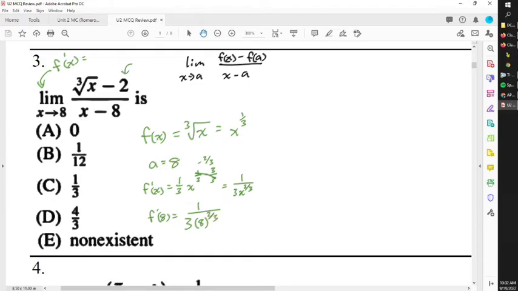Now do we do the power or do we do the root first? Do you guys want to take 8 to the second power, or do you want to take the third root? Third root. What is the third root of 8? 2. What is 2 to the second power? 4. And so on the bottom we get 12.